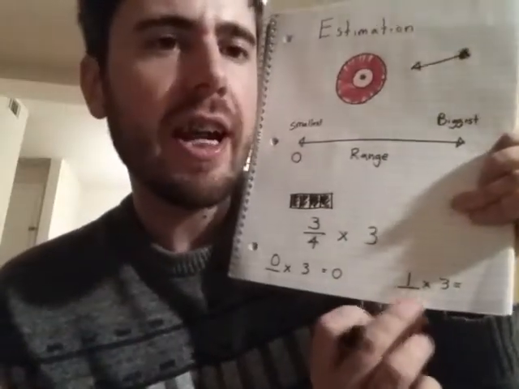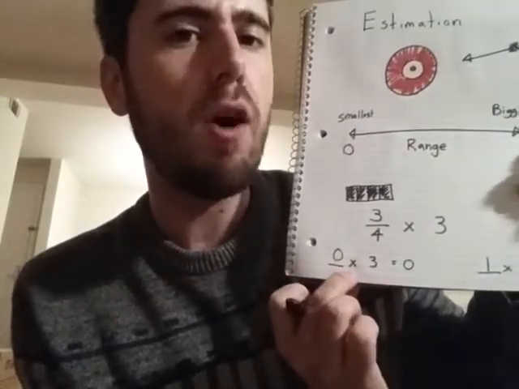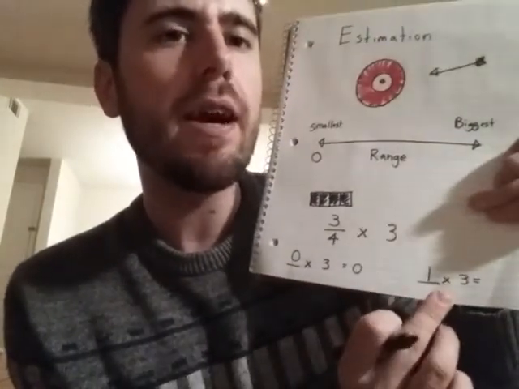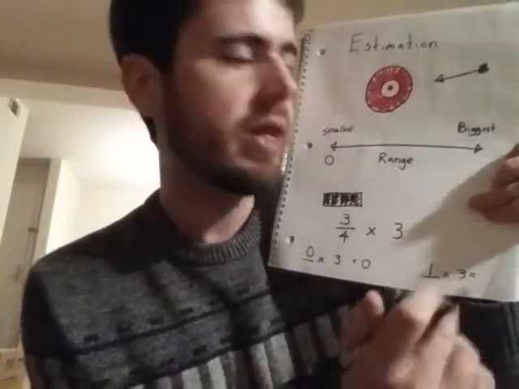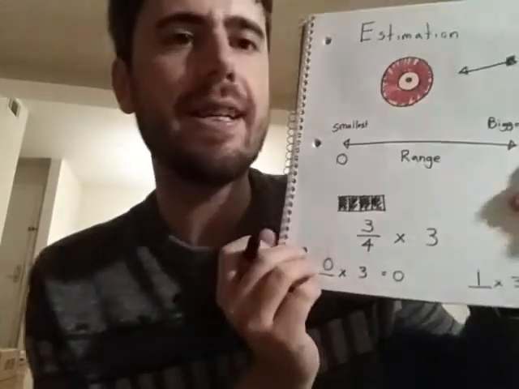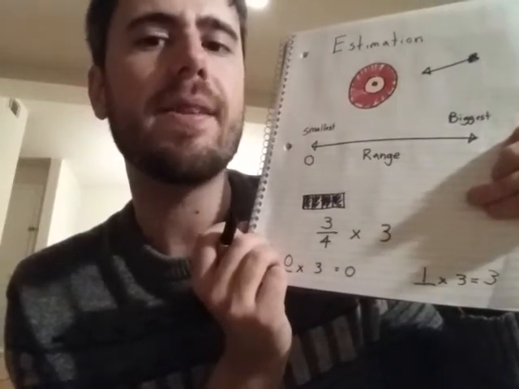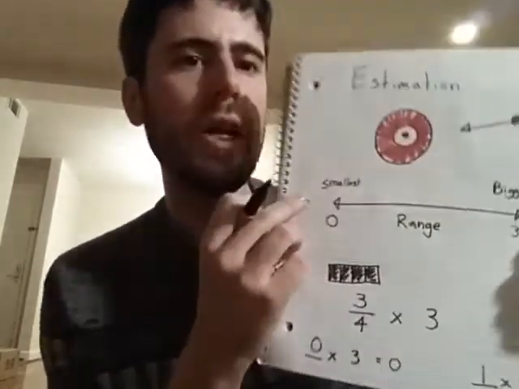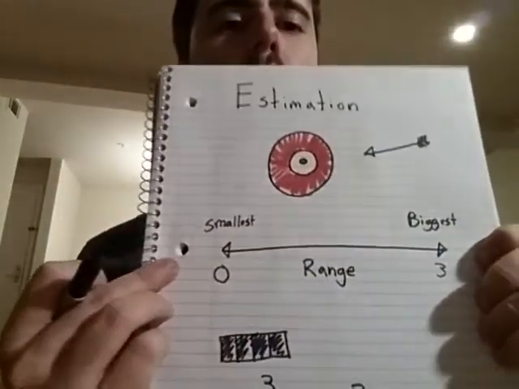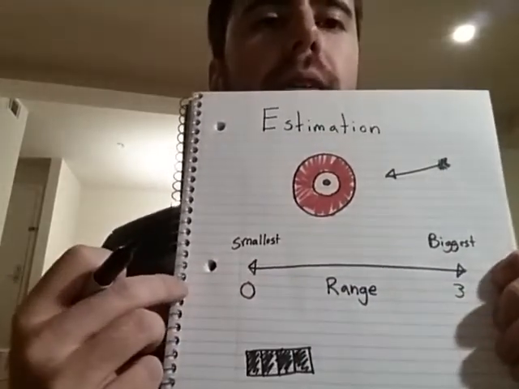So again, I'm going to go over here. Do you see how I wrote 2 of these down? This is the smallest possible answer, and this is the biggest possible answer. We rounded our 3 fourths to 1. 1 times 3 is equal to 3 because of the identity property of multiplication: any number times 1 is itself. So I'm going to fill that into our range. We know that our actual answer when we do the multiplication is going to be somewhere between 0 and 3.